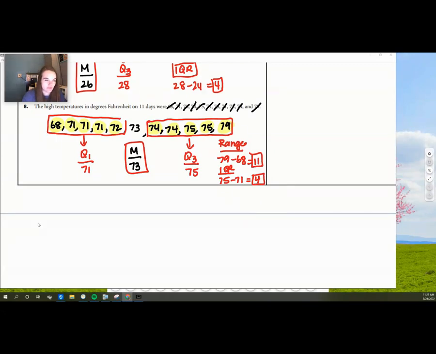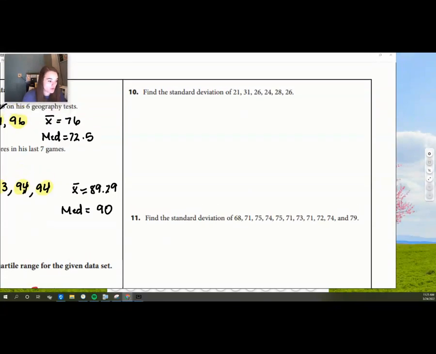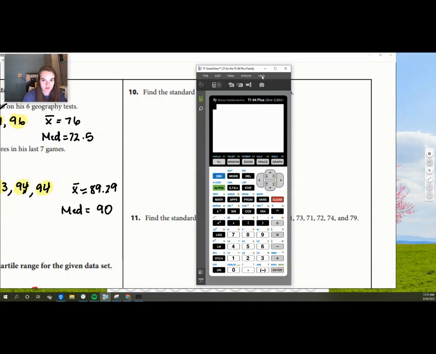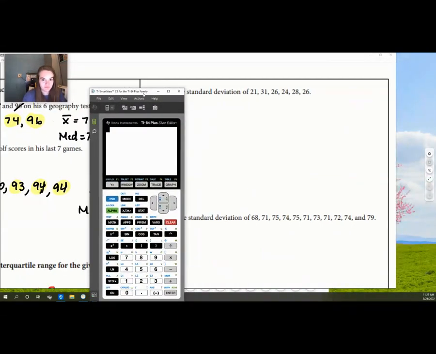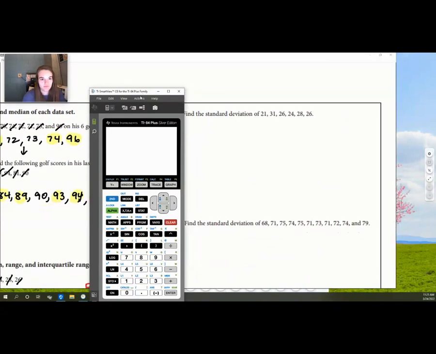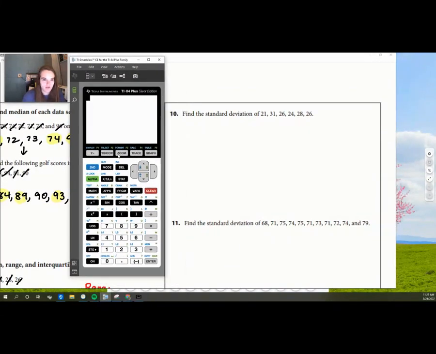Okay, the last two we're going to do is the standard deviation. We don't have to put them in order. We don't have to do anything like that. We're just going to have to use our calculator. Okay, so let's go to Stat, Edit. We're going to delete everything in here. Now we're going to put our numbers in.